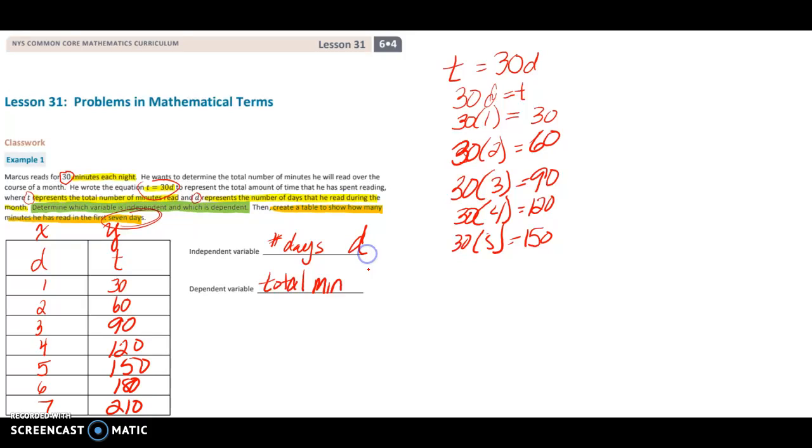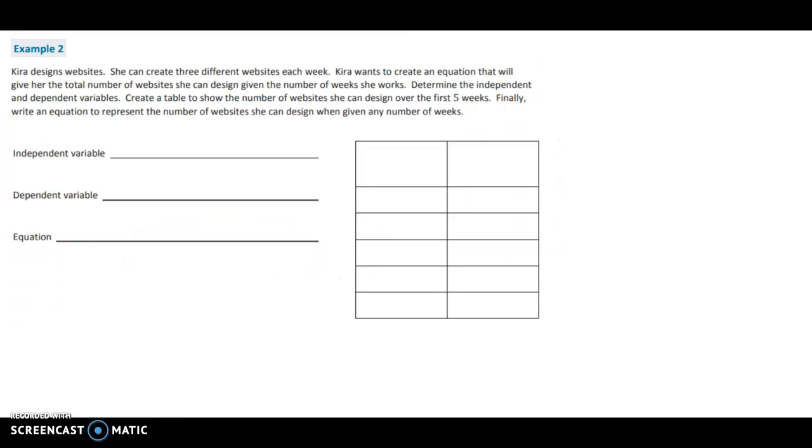So D and T. Here we go with example number 2. Kyra designs websites. She can create 3 different websites each week. I know that's an important word. Kyra wants to create an equation that will give her the total number of websites she can design in a given number of weeks that she works. So here we go. Determine the independent and dependent variables.